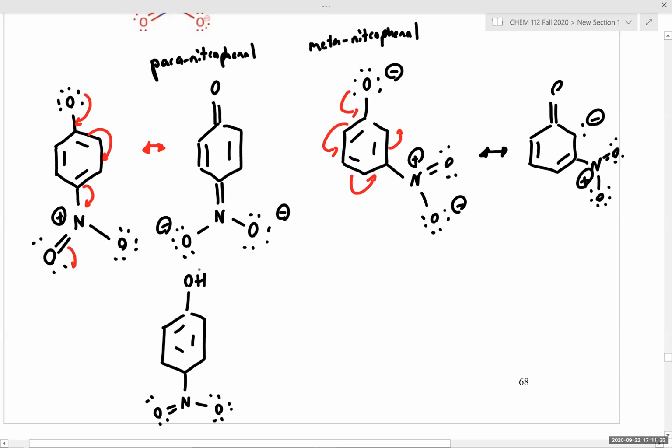Resonance effects are typically more dramatic than inductive effects if there is a small difference in the position of your substituent. So the para isomer or the para compound is more acidic. And it's more acidic by orders of magnitude, by about 4 pKa units. So it's a pretty dramatic effect. Does this example make sense?